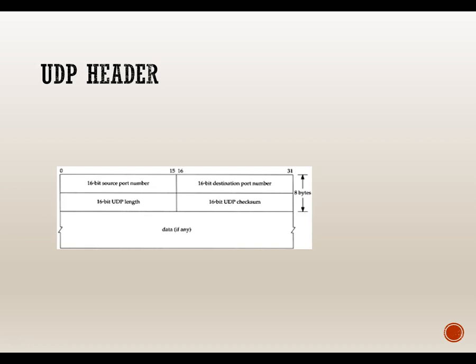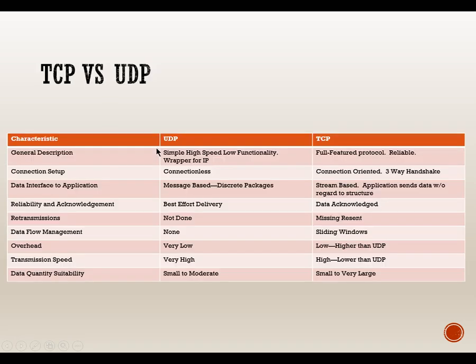So UDP, user datagram protocol, connectionless, sometimes called unreliable. TCP, connection oriented. Reliability, because we do acknowledgments of the data. This is a table that compares the two, TCP versus UDP. General description: UDP, high speed, low functionality. TCP, full featured protocol. Reliability is its hallmark. Connection setup: UDP connectionless, TCP connection oriented with a three-way handshake.